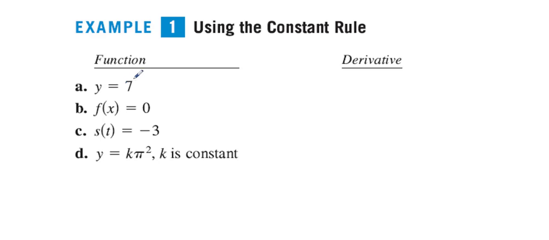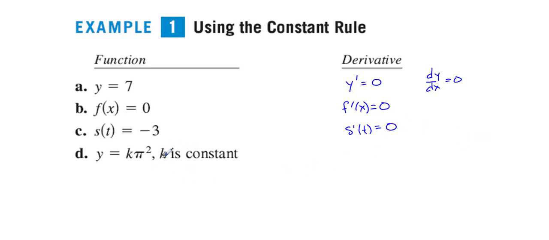If y equals 7, what would y prime be? 0, yeah. What's another way to write y prime or the derivative of y? Do you remember? dy dx equals 0. Okay, remember that? All right, if f of x equals 0, then f prime of x equals 0. If s of t is negative 3, then s prime of t, did I say negative t? No, negative 3. S prime of t, well, that's a constant.